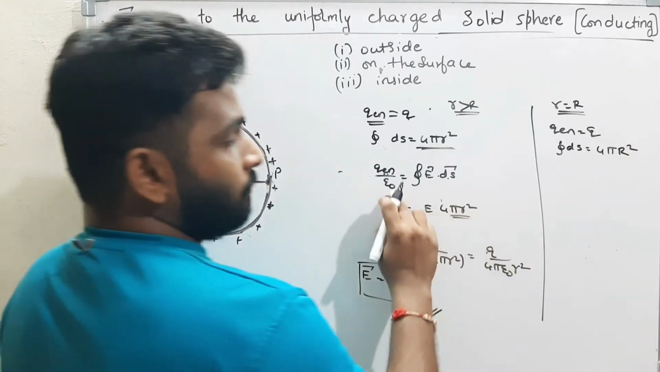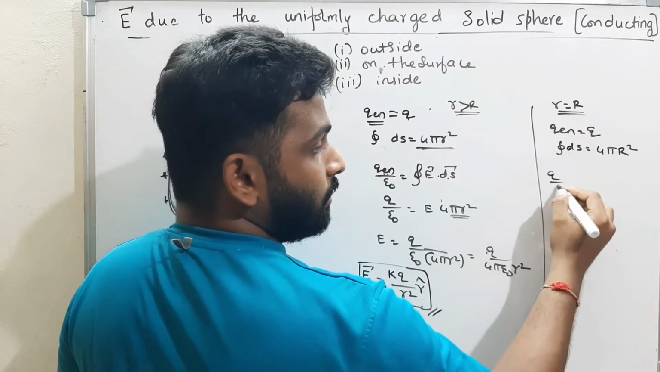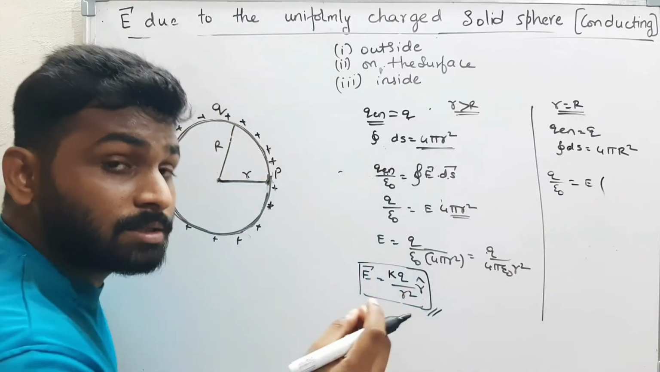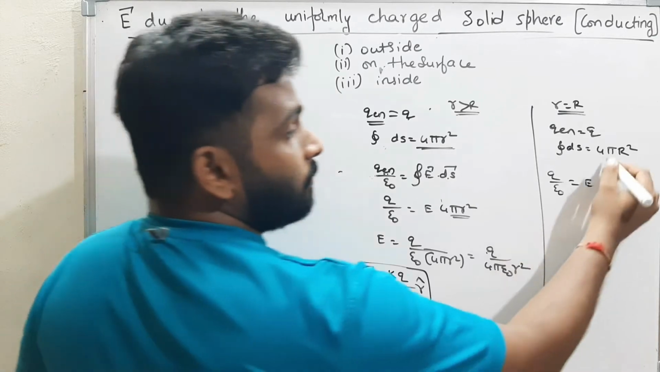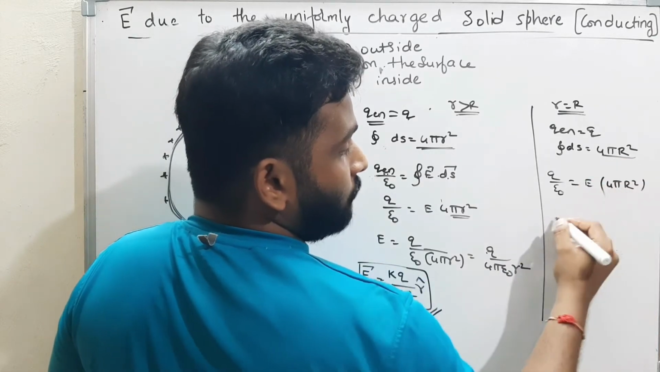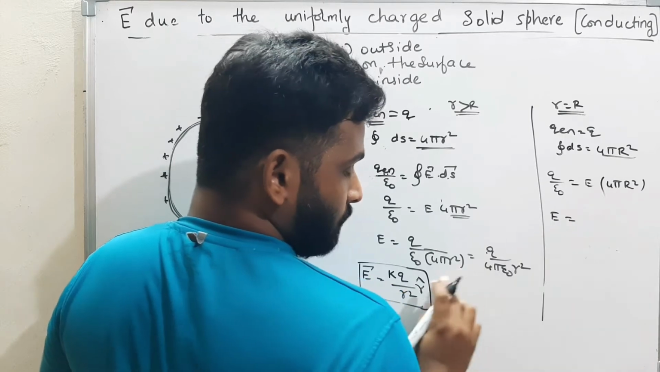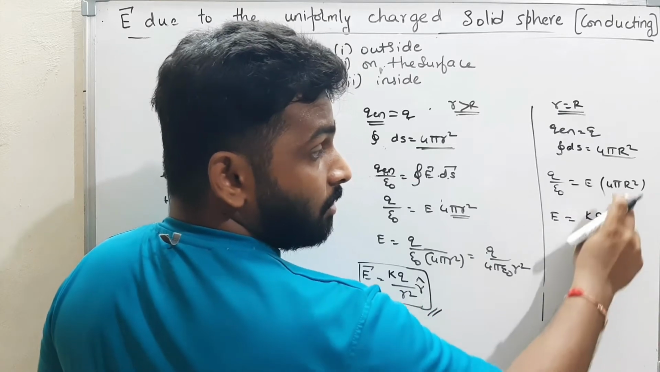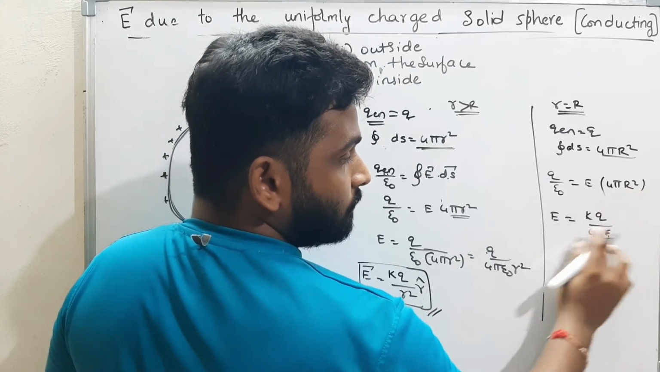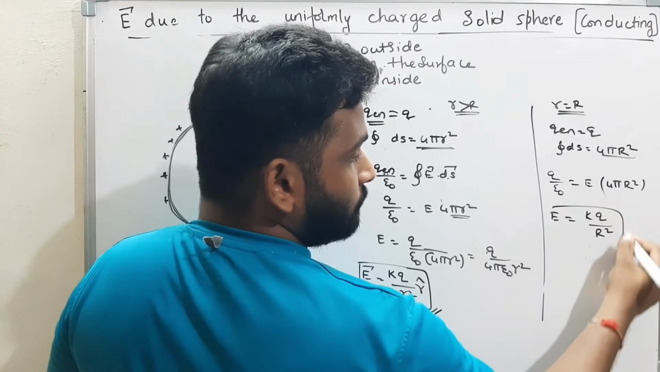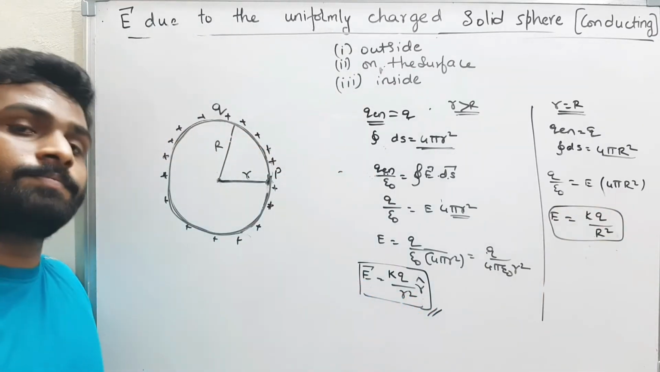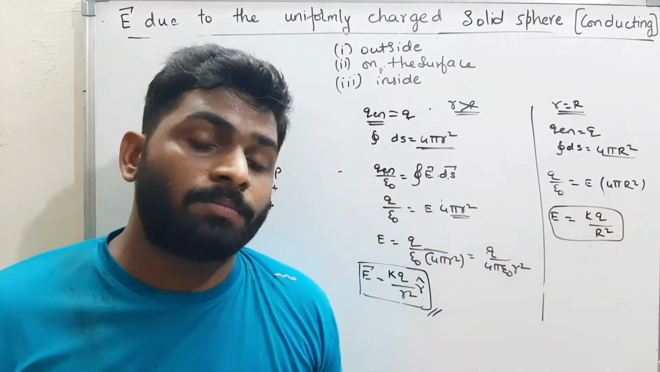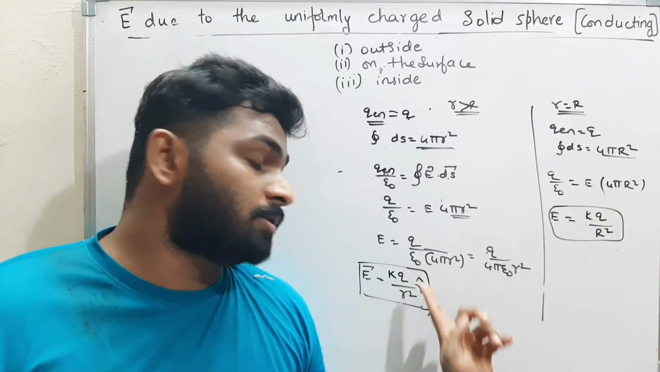Now use this formula. What is your charge enclosed? The charge enclosed is Q by epsilon naught, which must be equal to E into the surface area of the Gaussian surface, that is 4 pi capital R square. Therefore, what is the electric field? The electric field is the same, that is KQ by capital R square, instead of small r square. That means if they want to find the electric field on the surface, it is KQ by capital R square. And if they want to find the electric field outside, it is KQ by small r square.